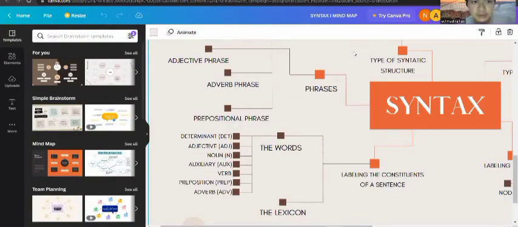Hello everyone, I'm Raihan. I'm going to explain the subtopic of labeling the constituents of a sentence. First is labeling by words. Words, the smallest constituent of a sentence, are made up of morphemes. Morphemes make up words. Each word can be labeled as its part of speech.